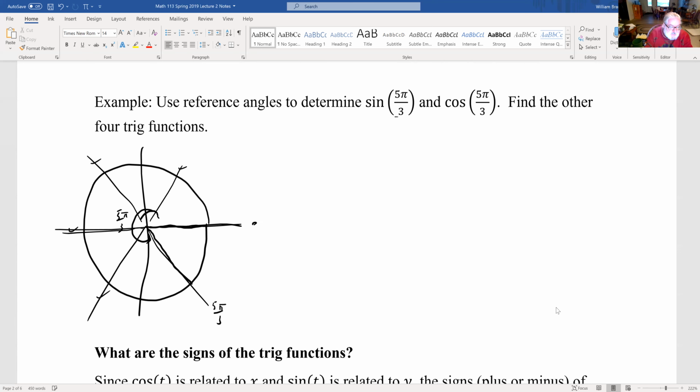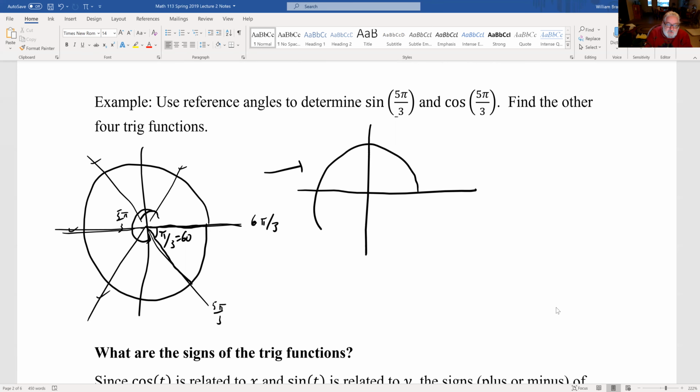We know 6 pi over 3 is all the way around the circle. 6 pi over 3 is 2 pi. That's all the way around the circle. So if we're going 5 pi over 3, this one must be pi over 3 there. And pi over 3 is equal to 60 degrees. So redrawing this picture a little bit more tidily, we have a unit circle that looks like this. We've got an angle down here. This is the angle 5 pi over 3.